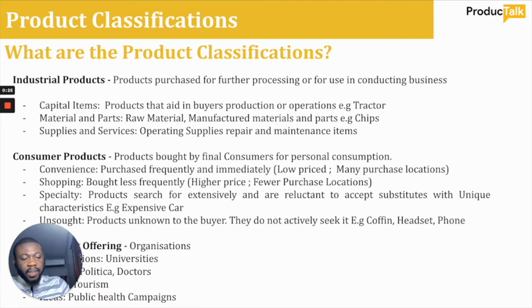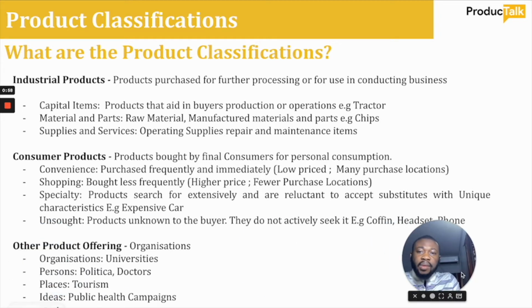Product classifications are basically, at a high level, the classifications that different products can fall into, right? We have different products that serve customers. I already spoke about products that serve customers, products that serve businesses, right? Those are the product types. But now, classifications speak to a high level grouping of the aggregate of products, where they can fall into. Now, we have industrial products, we have consumer products, and we also have other products offering.